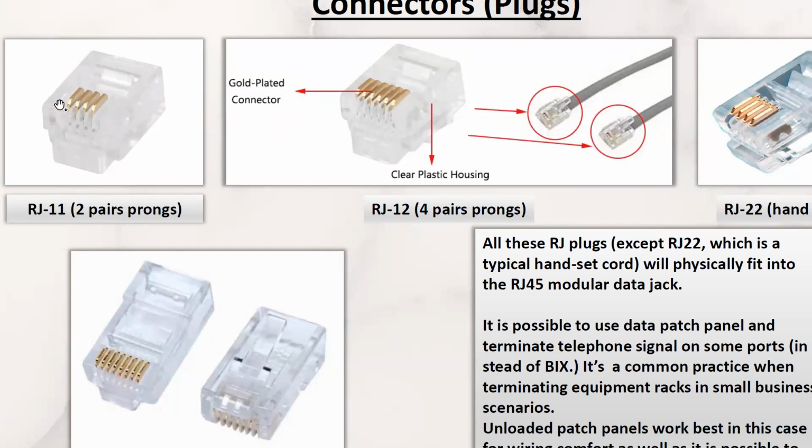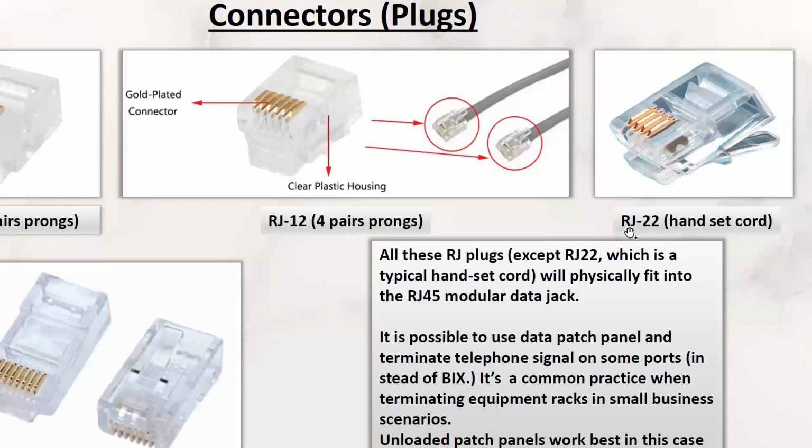RJ12 and the two outside ones are just not populated with the prongs, the slots here, right? Now this one here has more prongs. It's got 6 prongs instead of 4. So that's the difference between RJ11 and RJ12.